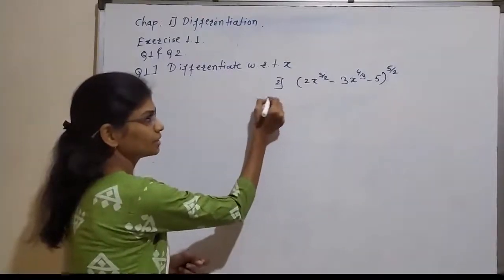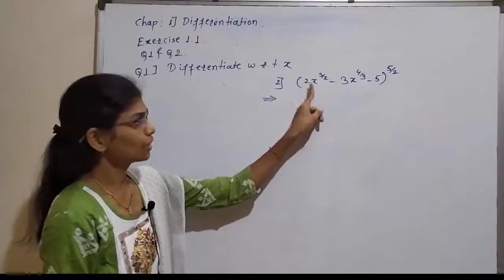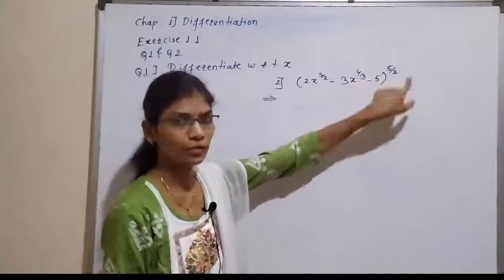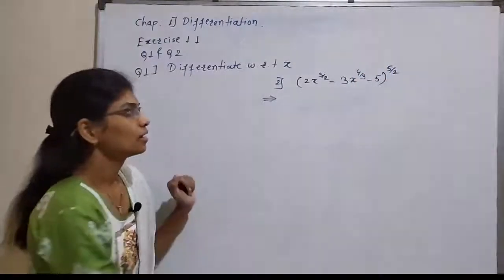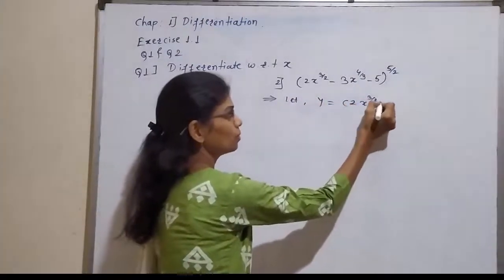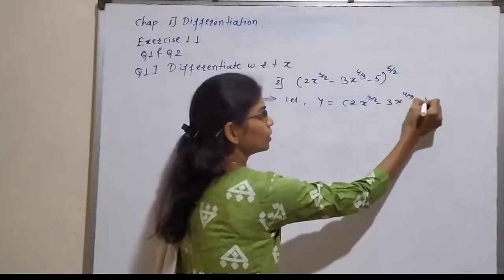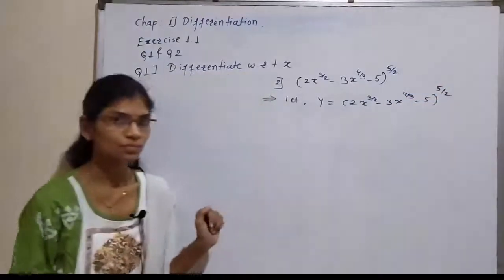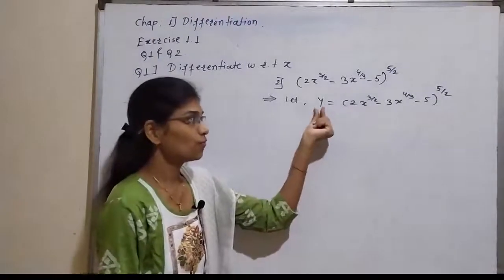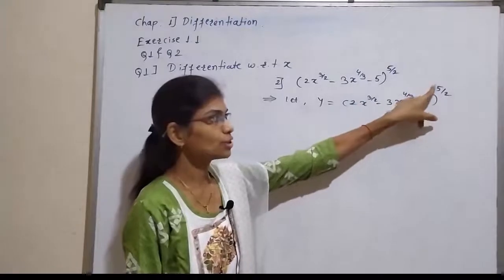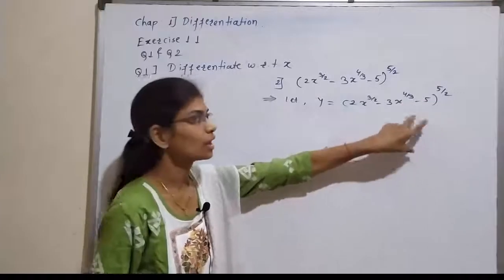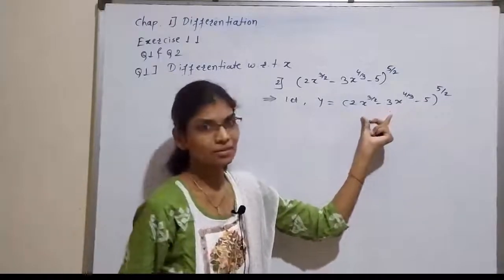The second example is (2x raised to 3 by 2 minus 3 into x raised to 4 by 3 minus 5) raised to 5 by 2. Let y is equal to (2x raised to 3 by 2 minus 3x raised to 4 by 3 minus 5) raised to 5 by 2. Then again here y is equal to whole function raised to 5 by 2, it means whole function raised to index is there. Consider that whole function as x.